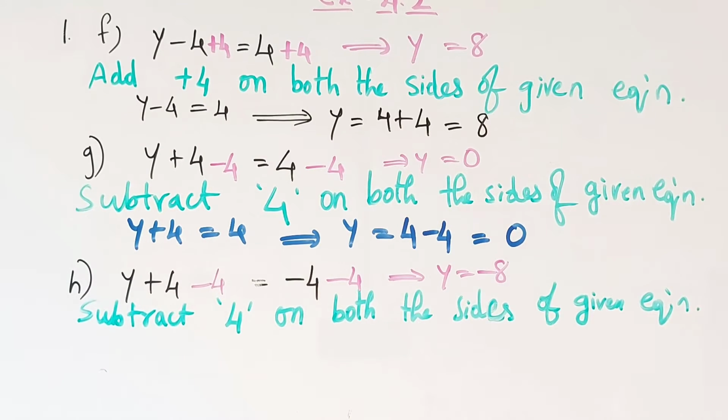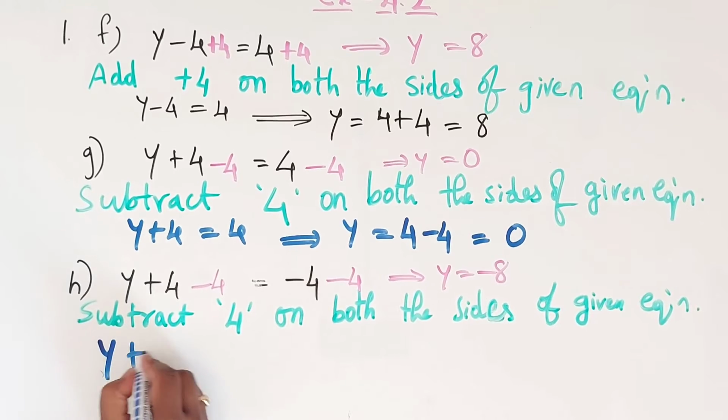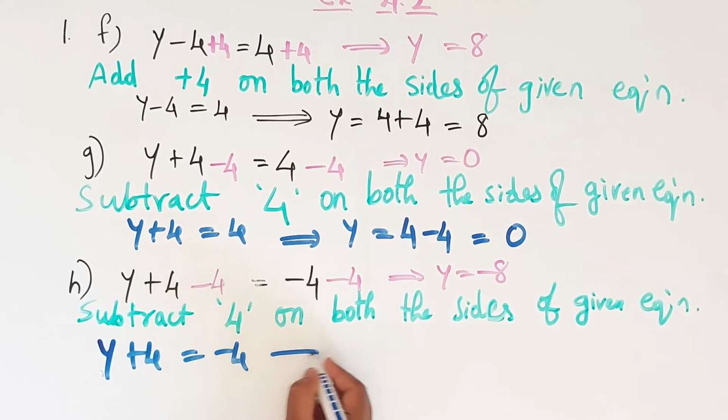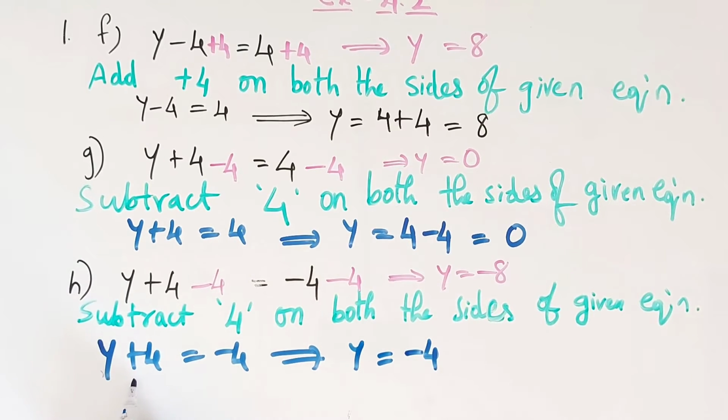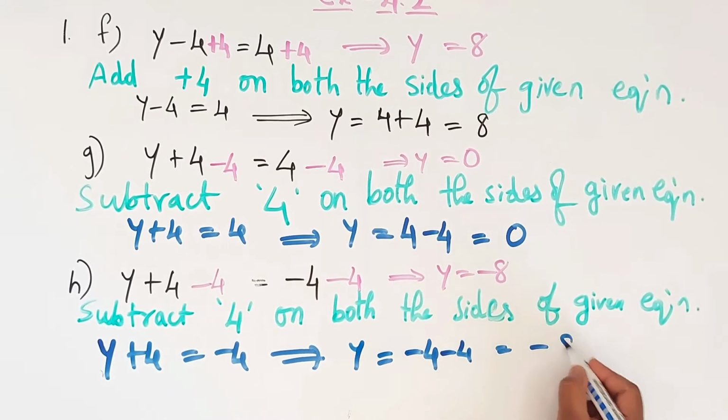Now we will do it directly also. The question is y plus 4 equal to negative 4. From here y equal to minus 4 already there. Now send this positive 4 to the right hand side. It will change the sign. Negative 4. That equals minus 8.